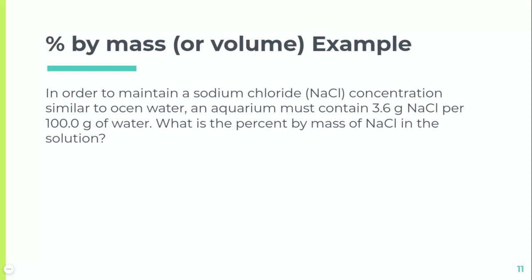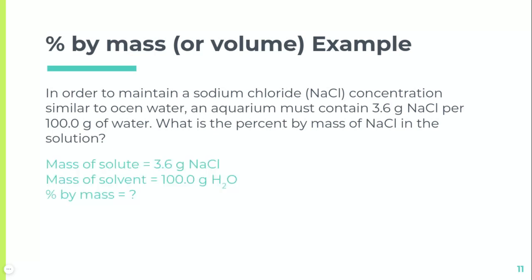So here's our example for our percent by mass or volume. Remember, they're going to be done the same way. In this example, we are trying to maintain the sodium chloride concentration of ocean water. An aquarium has to have 3.6 grams of sodium chloride per 100 grams of water. What's the percent by mass of the sodium chloride in their solution for their tanks? Let's write down what we know. We know that the mass of our solute is 3.6 grams of sodium chloride. We know the mass of our solvent is 100 grams of water. What we're trying to find is the percent by mass.